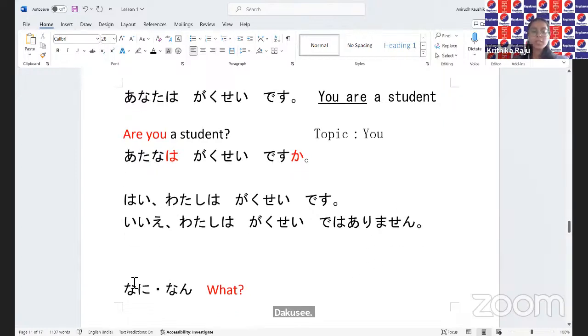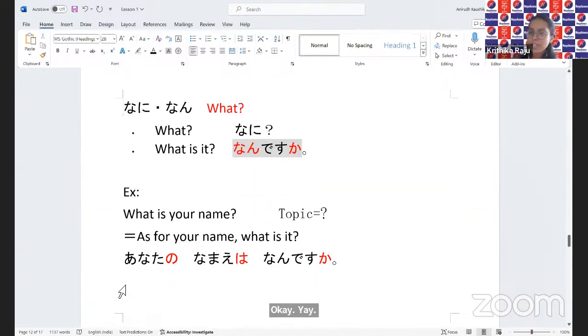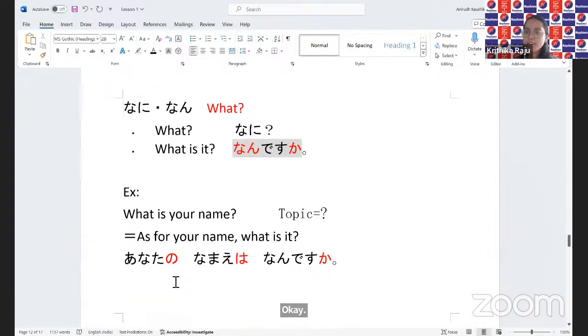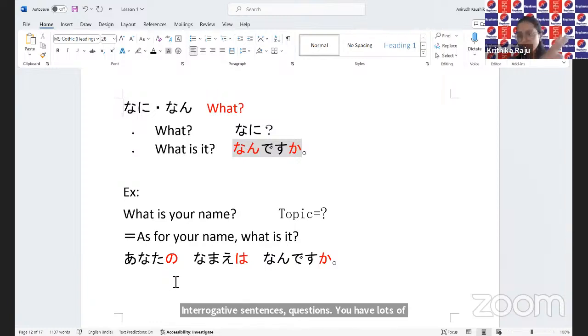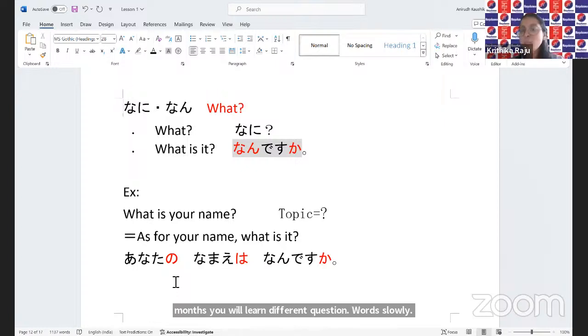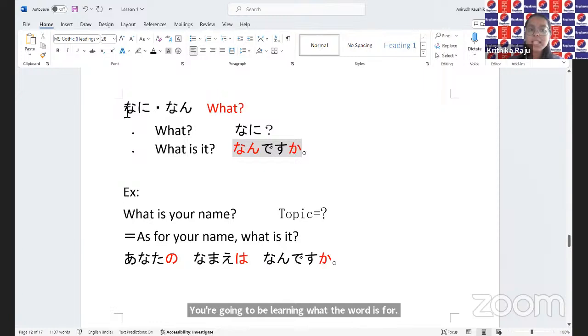Okay. Now, the question word. You have a lot of question words. Since we are talking about questions, interrogative sentences, you have lots of question words like what, why, where, which, when, how. So slowly over the period of this course, the next 2 months, you will learn different question words. In this class, you're going to be learning the word for what. What in Japanese is actually nani.